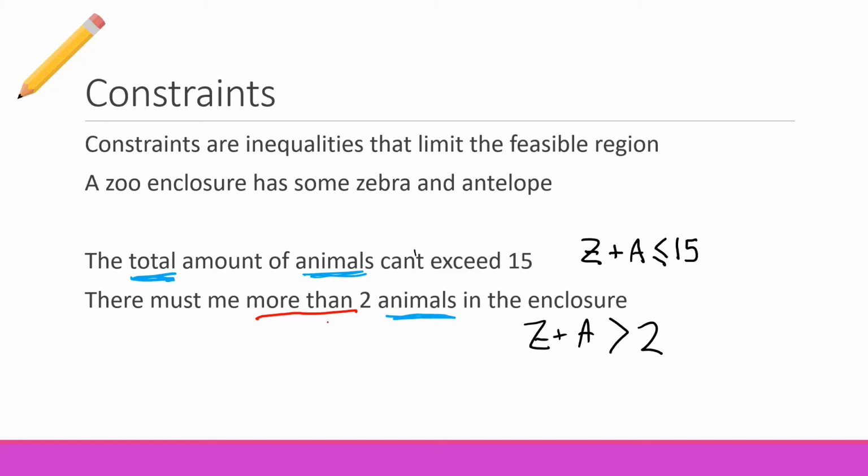These are constraints that refer to the total. So they refer to the total, and also the other way to describe them is that these are 2 variable constraints.